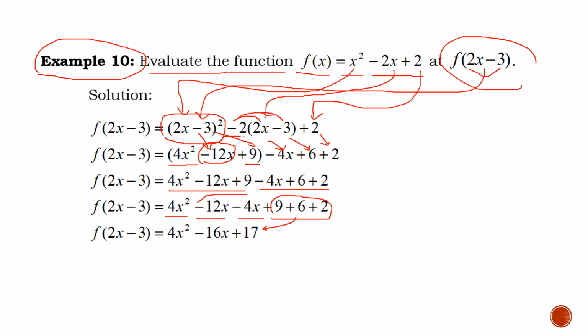So in this portion, we have the same variable and same exponent, so we can simplify this one. They are both negative terms, so negative 12x minus 4x is negative 16x. Then we bring down your 4x squared here. So our final answer now is 4x squared minus 16x plus 17. So that will be your final answer for example number 10.